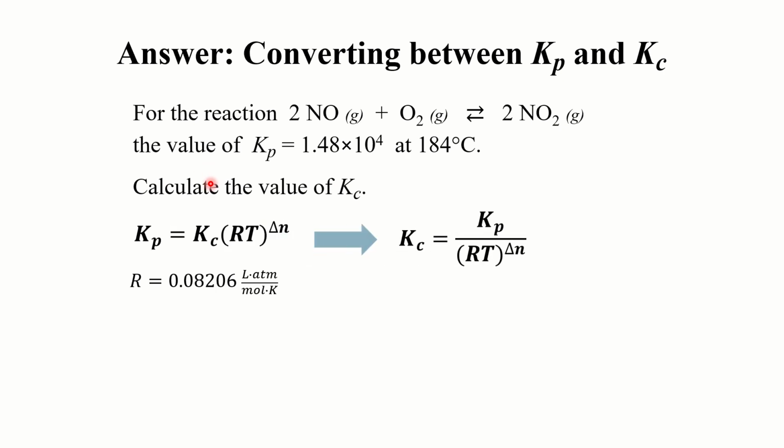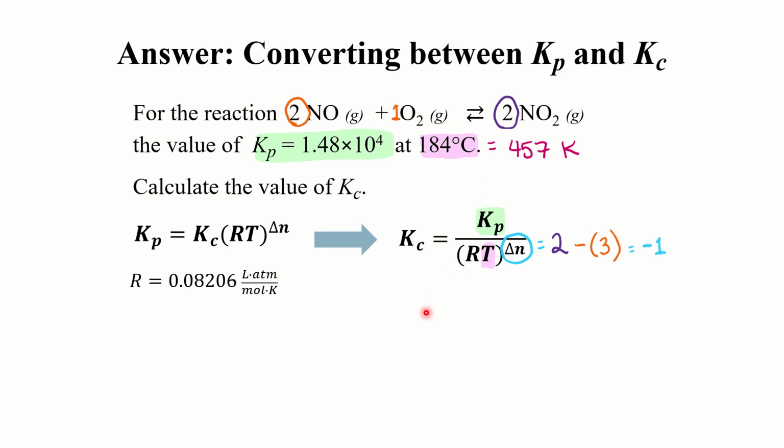So first thing I'm going to do is take that equation and rearrange it to solve for Kc. So basically this entire term right here all gets divided from the right to the left side, and then I just flip the sides because I like my unknown on the left. So Kc equals Kp divided by RT to the delta N. Kp is given. The temperature is given. You just need to add 273 to that to get 457 Kelvin.